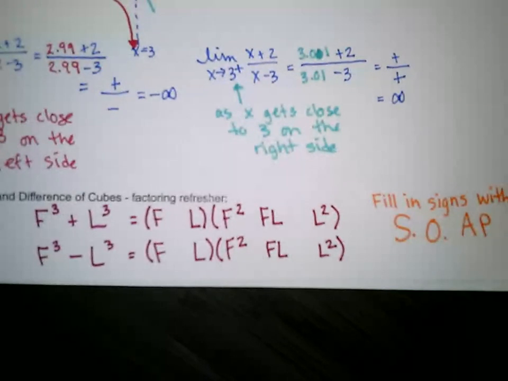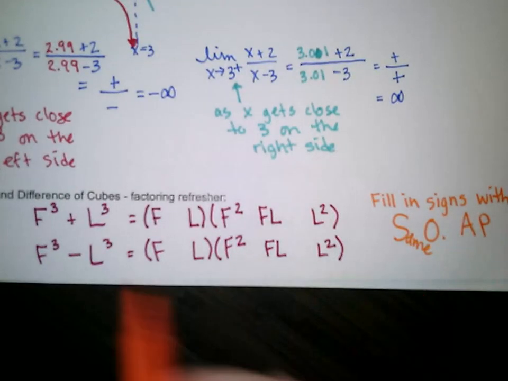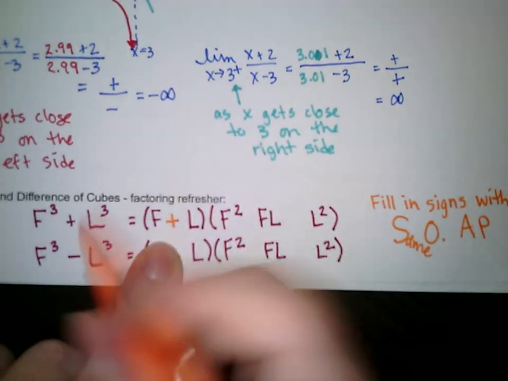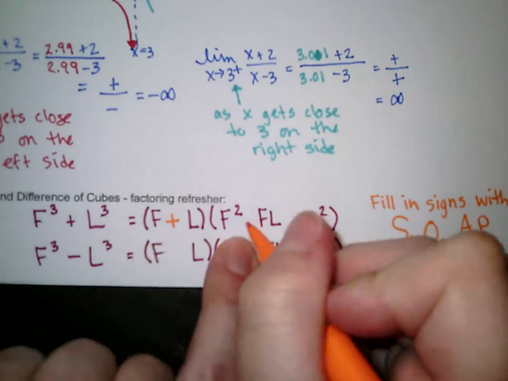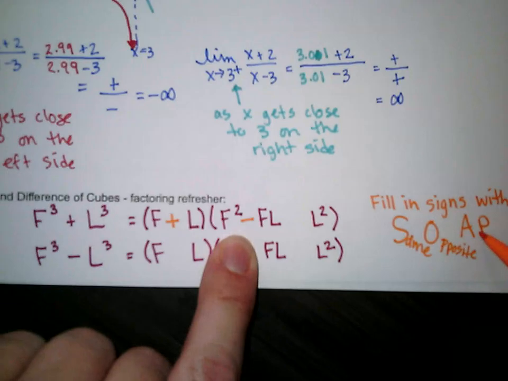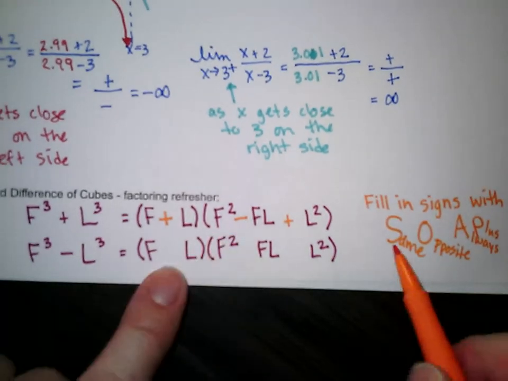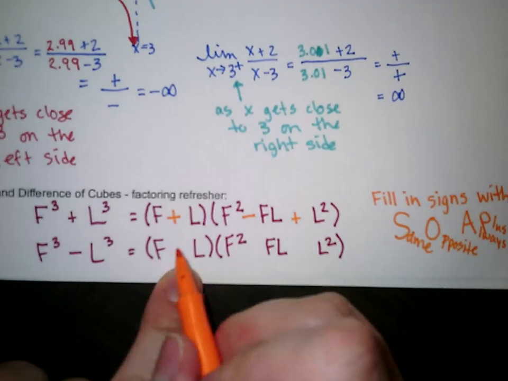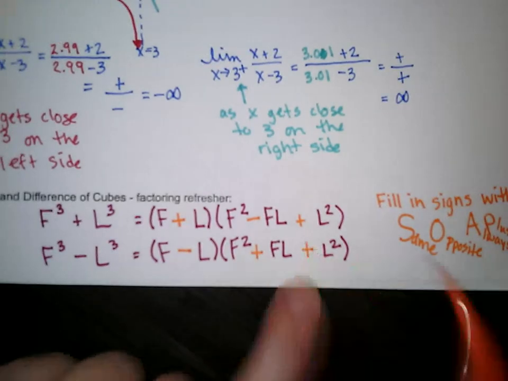So what that stands for is same. So that means the same as the problem. So in f cubed plus L cubed, that's going to be positive because it's the same as the problem. The O is opposite. So that's opposite of the problem, minus. And then the AP is always plus. So that one's always plus. So same sign, opposite sign, always positive. F cubed minus L cubed, same sign, negative. Opposite sign, positive, always plus, positive.